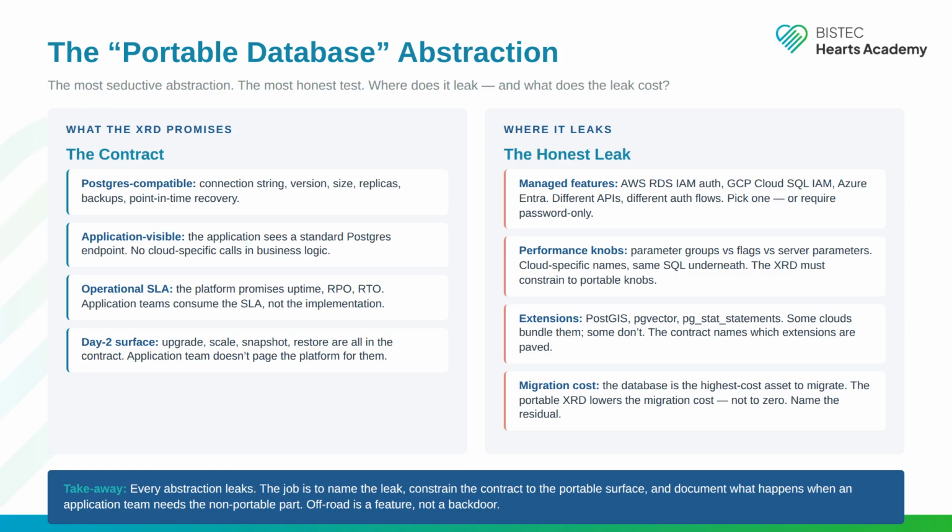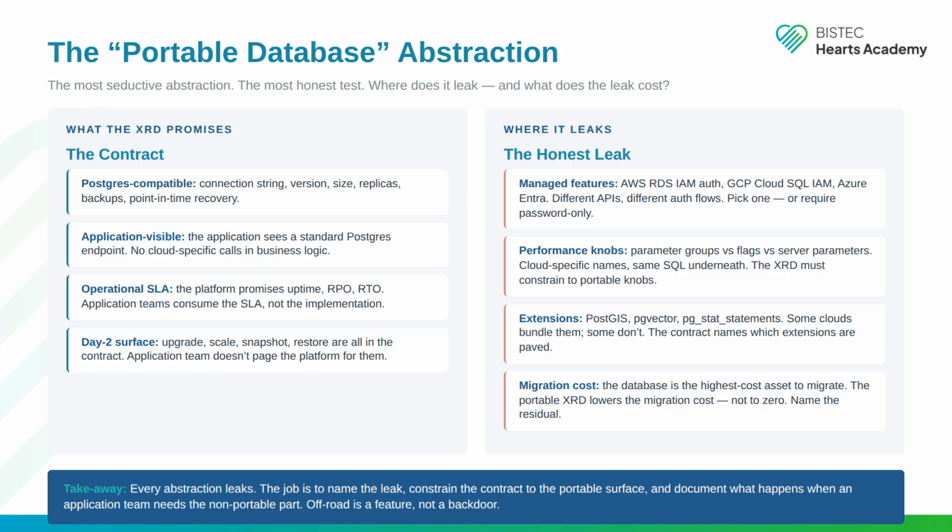Where it leaks. Managed features. AWS RDS IAM Auth, GCP Cloud SQL IAM, Azure Entra. Different APIs, different auth flows. Pick one, or require password only. Performance knobs, parameter groups versus flags versus server parameters. Cloud-specific names, same SQL underneath. The XRD must constrain to portable knobs.